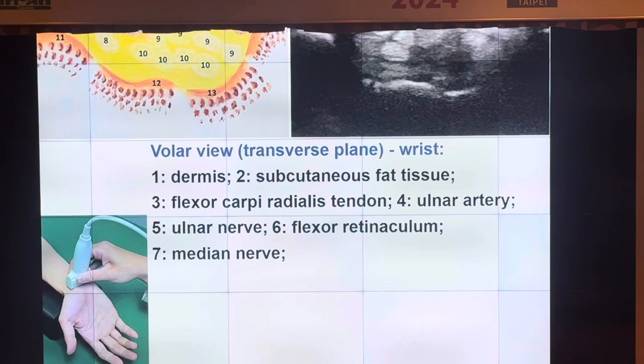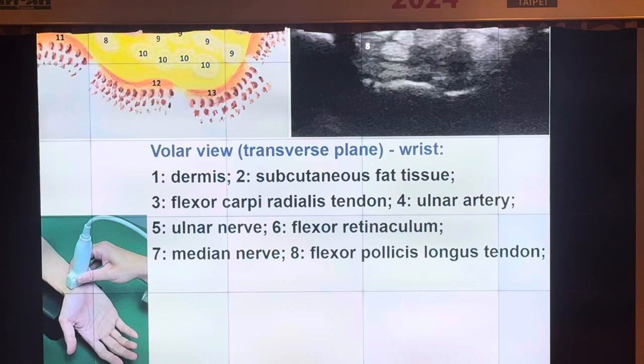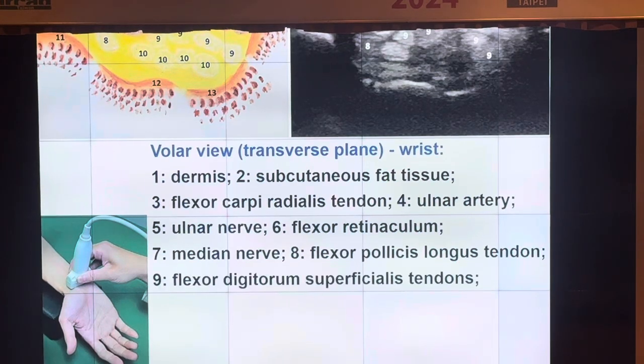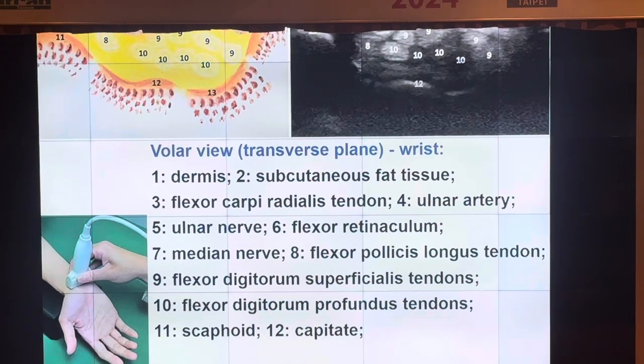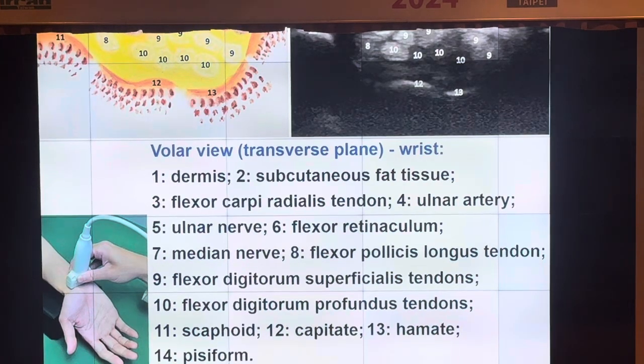Inside the carpal tunnel, we expect to see the median nerve, the flexor pollicis longus tendon, the flexor digitorum superficialis, and the flexor digitorum profundus. Another important thing is what the bony structures are that serve as the border of the carpal tunnel. At the most radial side, we can find the scaphoid, and at the floor, we can find the capitate and the hamate. At the most ulnar side is the pisiform bone.